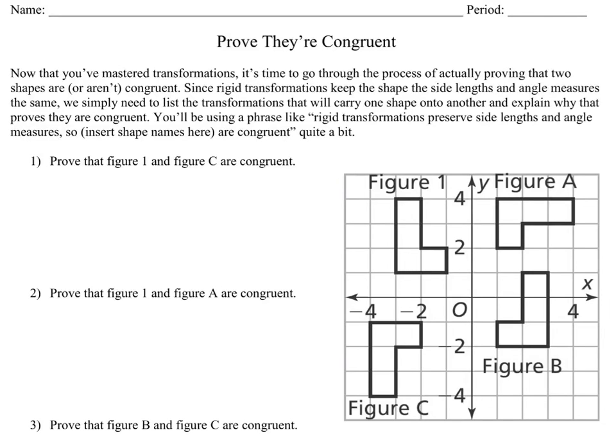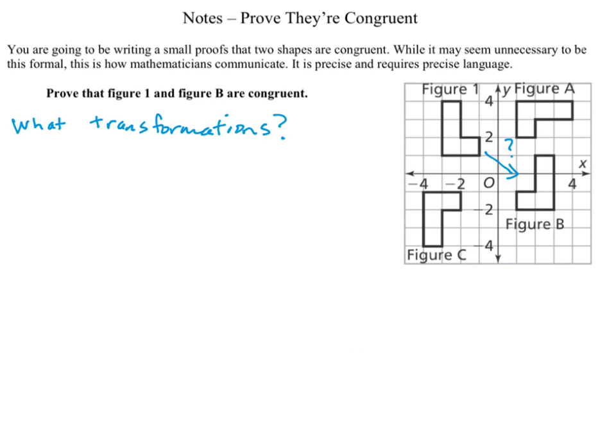Welcome, ladies and gentlemen, to today's lesson, dealing with the end of our unit here, the final part, and that's proving that two shapes are congruent. So we've been listing the transformations that carry one figure onto another, but here we're being very formal in how we write up our answer, which is why you should have picked up one of these little half sheets. We're trying to prove that this shape here is congruent to this one.